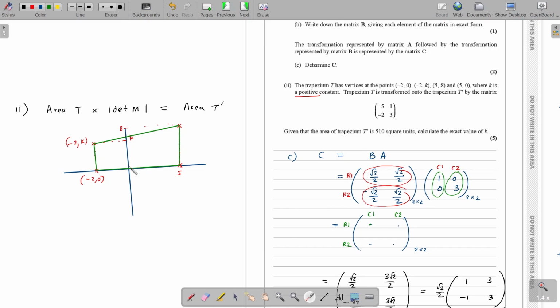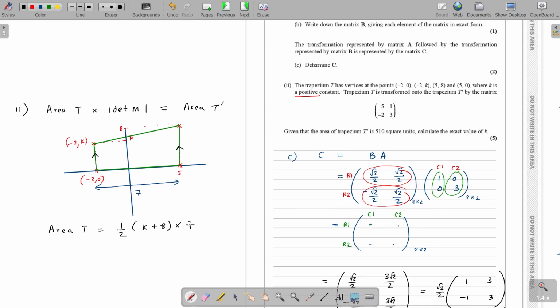What's the area of a trapezium? Half the sum of the parallel lines times the height. So what are the parallel lines here? Can you see these are the two parallel lines? And what are the lengths of the parallel lines? One is k, the other one is 8. Times what's the perpendicular height? This distance, right? From 5 to minus 2, how much of a distance? 5 units and 2 units, altogether 7 units. It's not 5 minus 2, it's not 3. I need the length here. The length is 7. Are you with me?